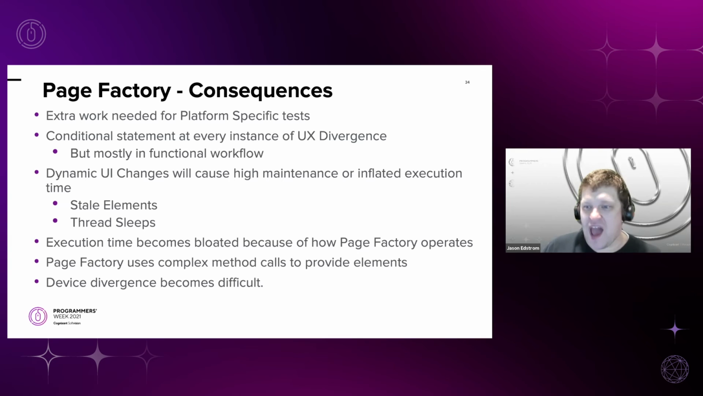Dynamic UI changes cause high maintenance and inflated execution times, both in test fragility and also explicit waiting and the stale element piece. So that becomes a big thing that you have to mitigate. And usually the way to mitigate it is by taking your time table and extending it significantly. Execution time becomes bloated because of how the page factory operates. We've covered that. Page factory uses a complex method call, so part of this is also personal preference, but I don't really enjoy having a magic method in my frameworks.